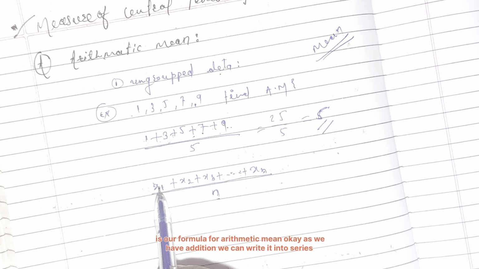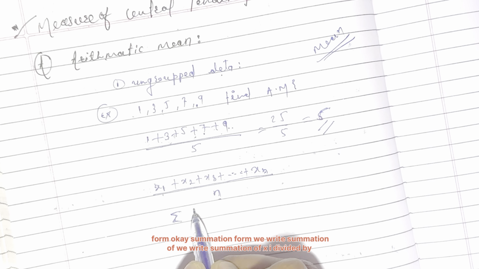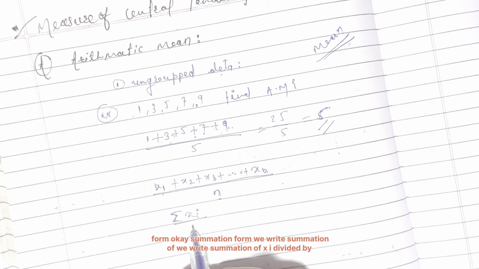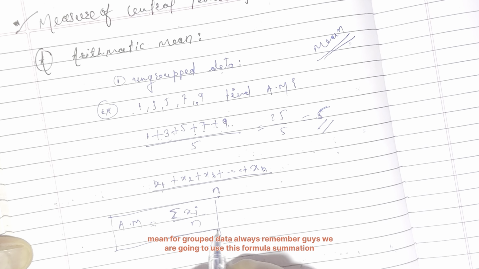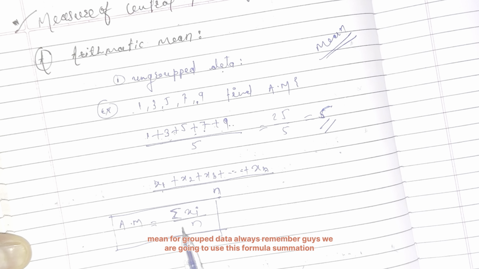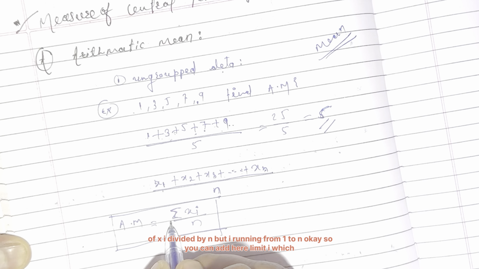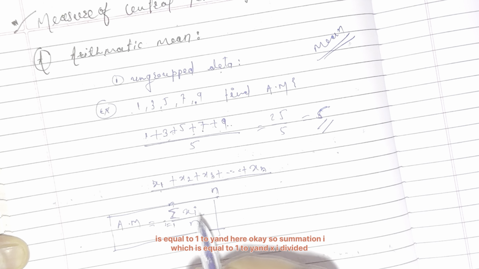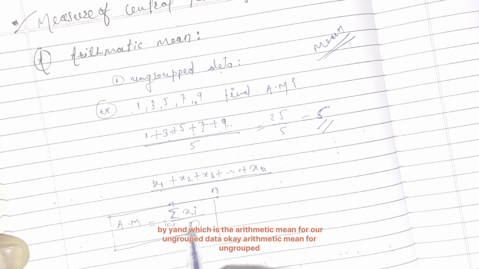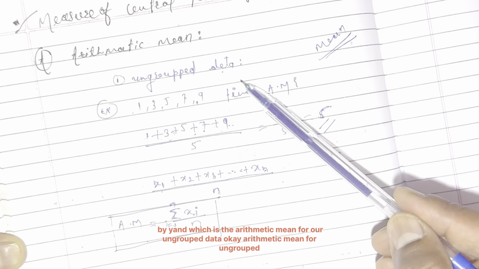As we have an addition, we can write it in summation form. We write summation of xi divided by n, which is the arithmetic mean. Always remember, guys, we use this formula, summation of xi divided by n, with i running from 1 to n. So you can add the limits here, i equal to 1 to n. So summation with i equal to 1 to n of xi divided by n is the arithmetic mean for ungrouped data.